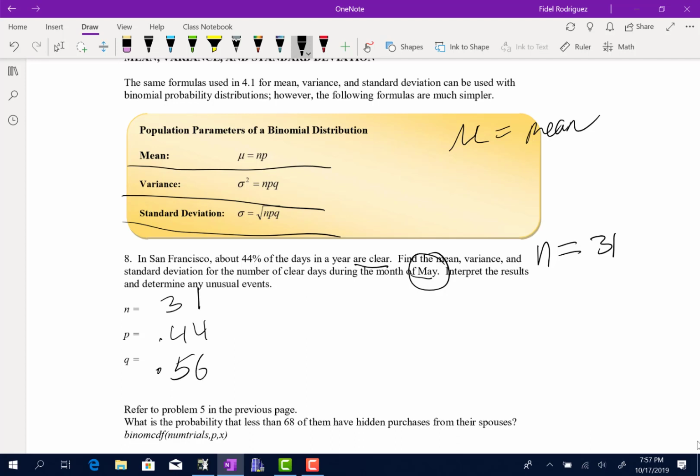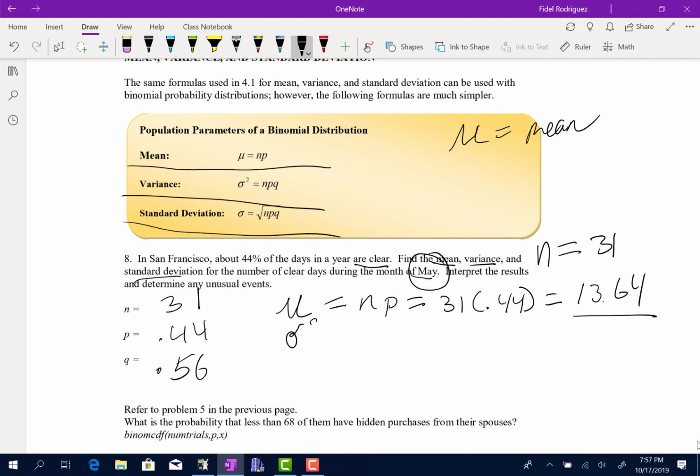All right, so guys, we're going to find a couple of things. It says let's find the mean, the variance, and the standard deviation. So let's first find the mean. Look at the formula. The mean just says, let's take n times p. So let's take 31 times 0.44. If you take your calculator, 31 times 0.44, are you coming up with 13.64? Right?